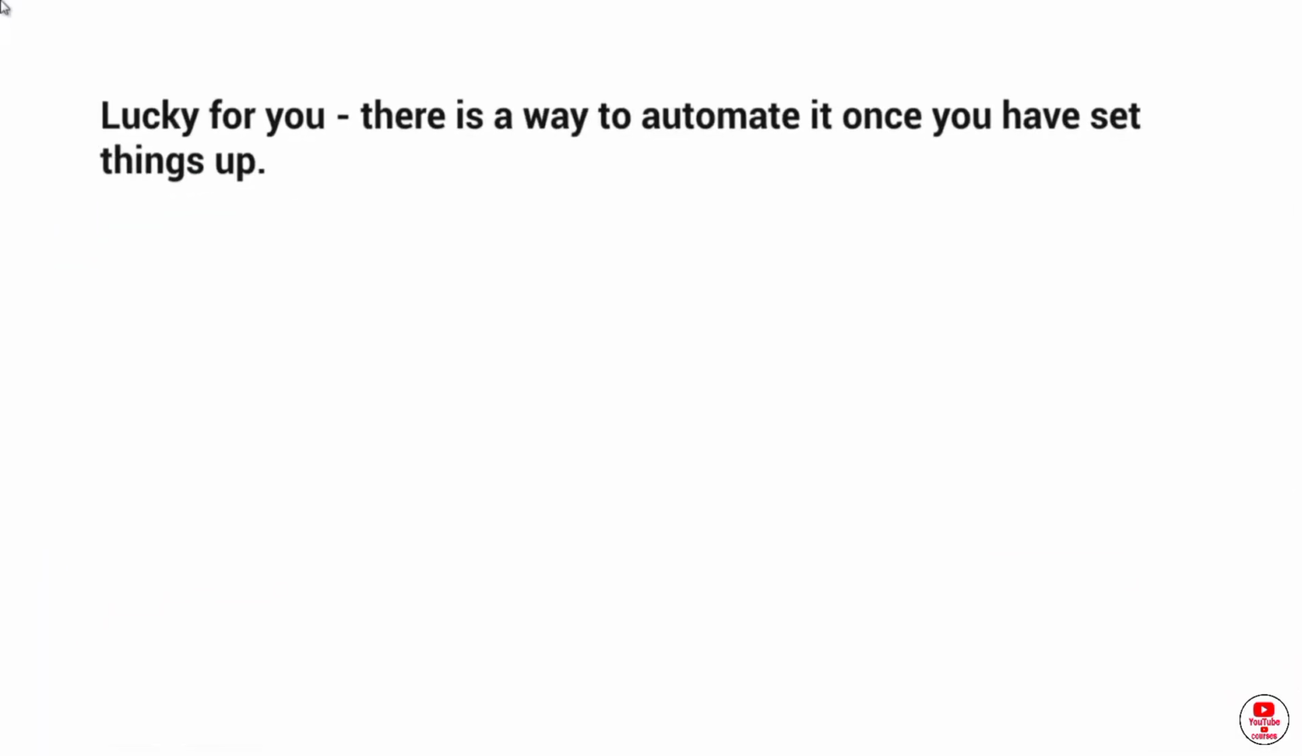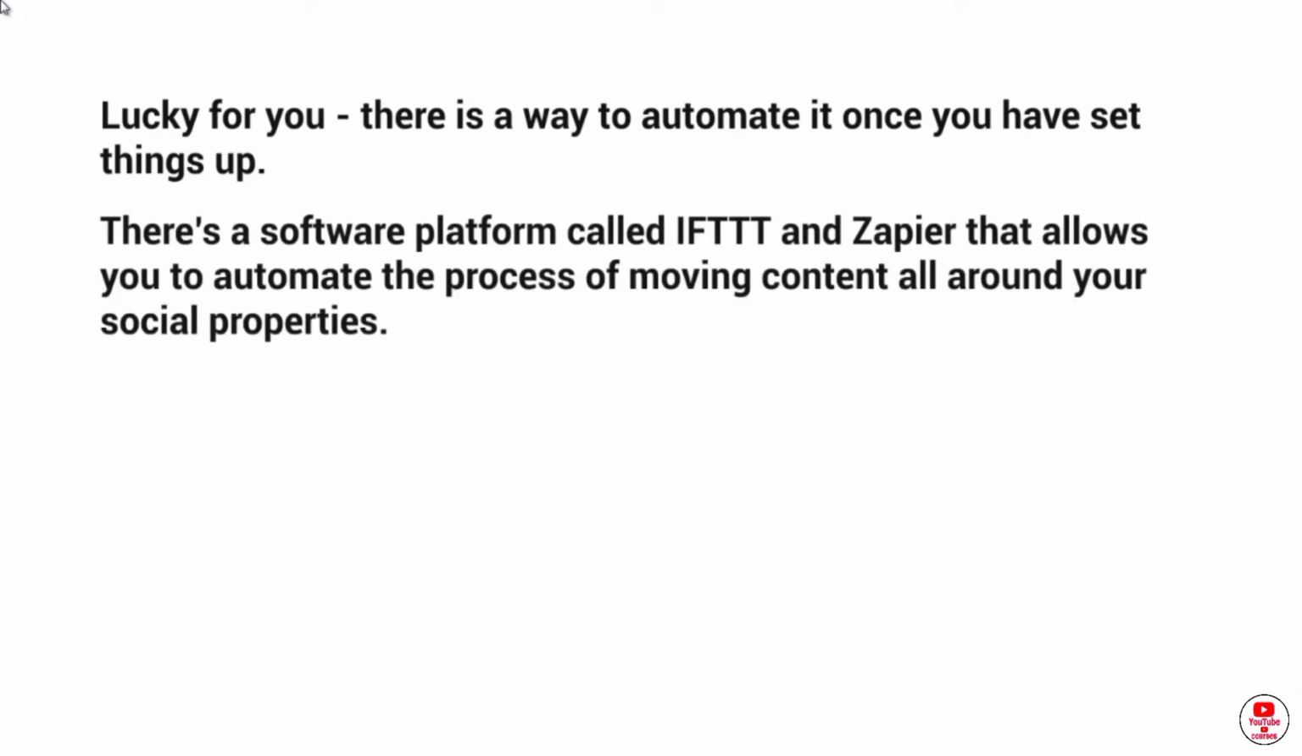But lucky for you, there is a way to automate it once you have set things up. It's getting things set up that is the tedious process. Now, there's a software platform called IFTTT, and there's another one called Zapier.com that allows you to automate the process of moving content all around your social properties. So you could take a YouTube video and have it pushed to your WordPress site.